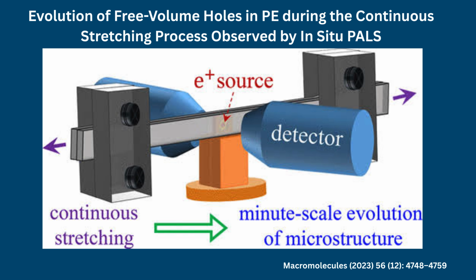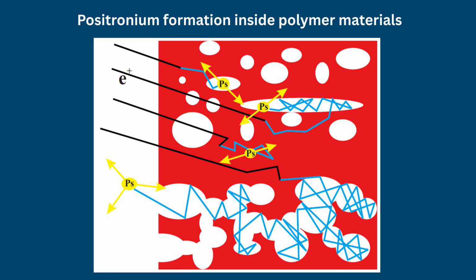Recent positron annihilation lifetime spectroscopy (PALS) studies have provided molecular-level evidence that deformation of polymers, such as PP, involves changes in free volume and development of highly anisotropic cavities. These observations connect nanoscale free volume evolution with macroscopic stress-strain behavior.